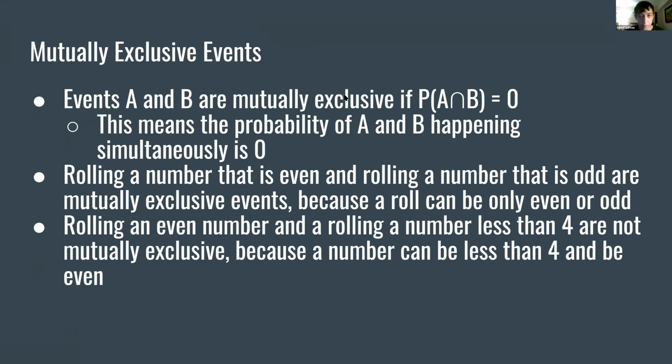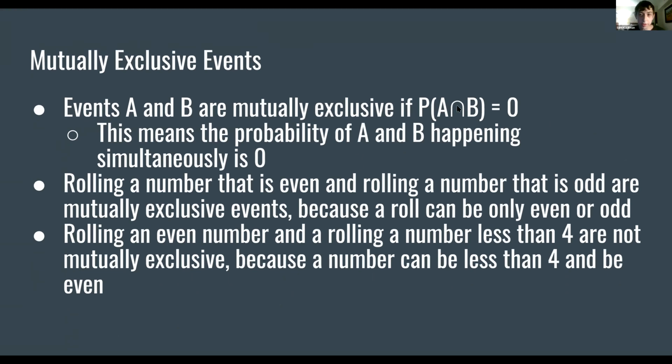Now we're going to talk about what mutually exclusive events are. Events A and B are mutually exclusive if the probability of A intersection B is 0. If you think about what that means, it means that we never have an intersection of A and B. So A and B never happen at the same time. If you roll a die, rolling an even number and rolling an odd number are mutually exclusive events because one roll can only be either even or odd. There's never a time when it's both even and odd. So those are two mutually exclusive events.